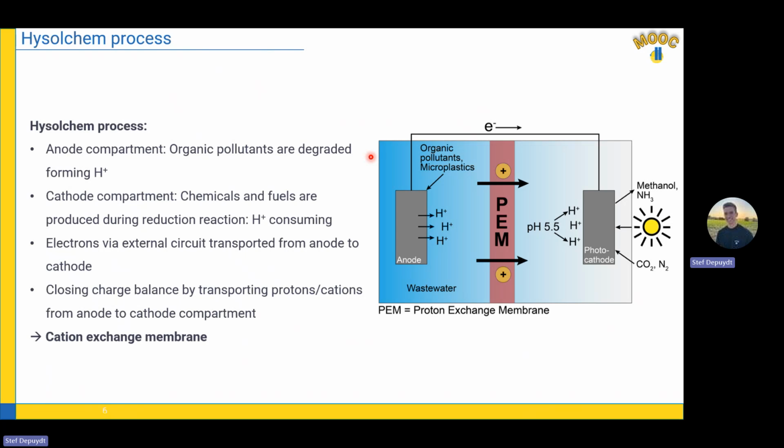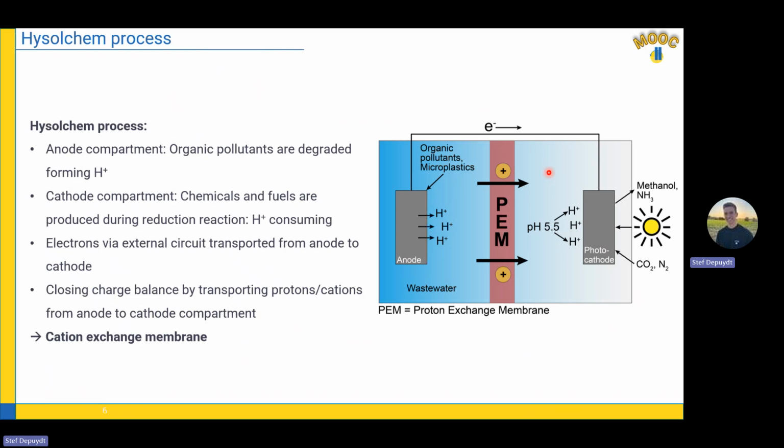The most interesting application for our ion exchange membranes is for sure the HySolChem process, the HySolChem project. If we look again at how this process works, we have an anode here. This anode will degrade organic pollutants and microplastics and will set protons free. We have an electron current from anode to cathode via an external circuit. So electrons go here. So now we need to close the charge balance of this process.